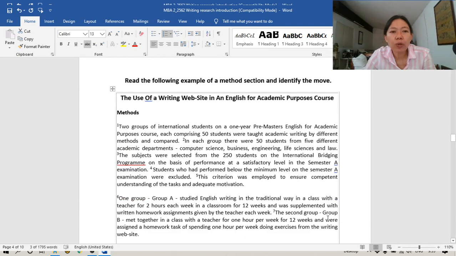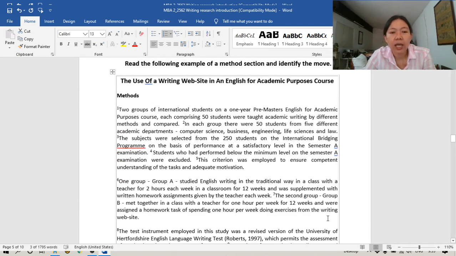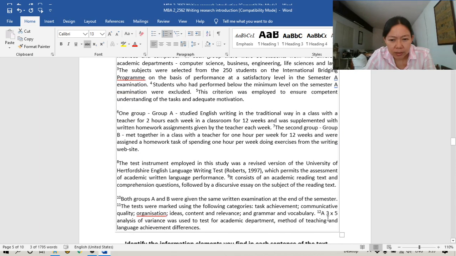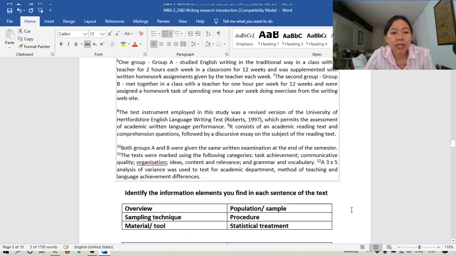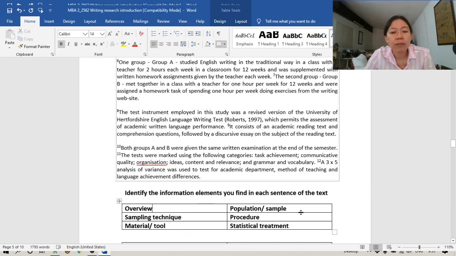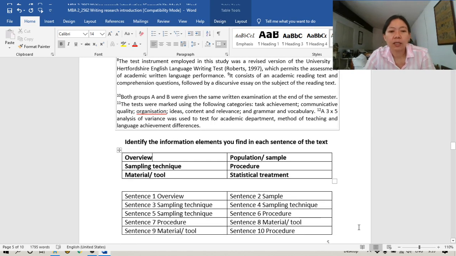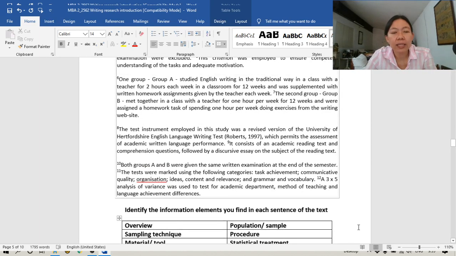Next, we are going to move on to the research method. Okay, so there are 12 sentences here, and I have asked you to read these research method sections and identify which statement shows the overview, which statement talks about populations, sampling technique, procedures, materials, and statistical treatment. So here is the answer key for all the research method sections. But now we are going to look at each sentence together.